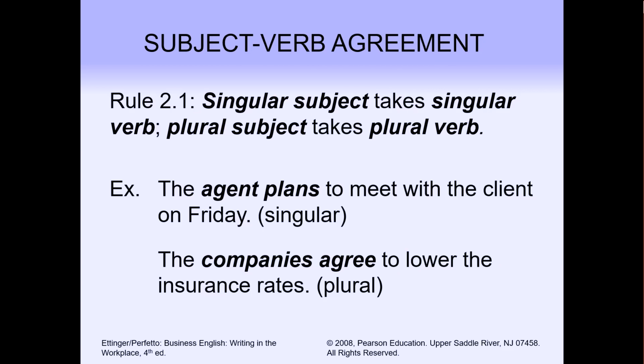This is really something that the English language, sometimes you look at little things that can give you some little tricks in understanding how things work. As you can see, there's an S in the singular verb form, plans, right? The agent plans, and in plural, the companies agree. There is no S, so it's the reverse, right? When it's singular, most verbs have an S at the end, and most verbs don't have an S at the end when it's plural.